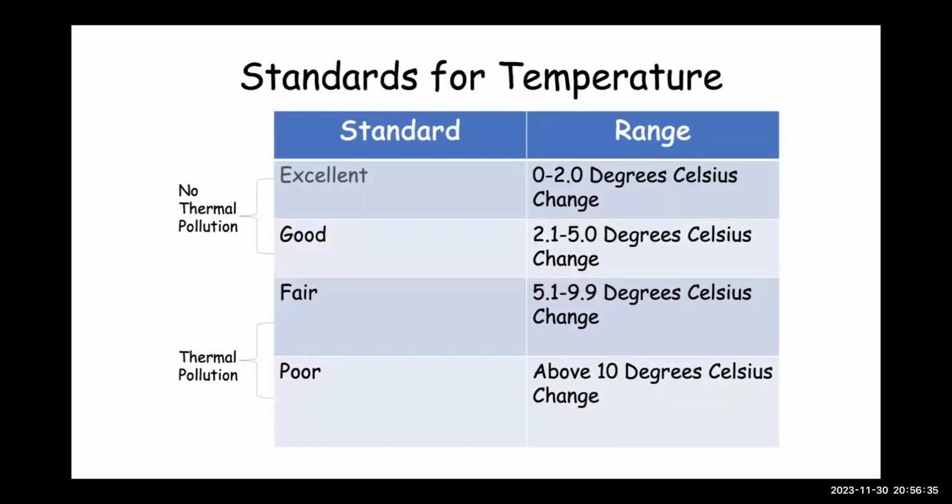So these are the water quality standards. If we have excellent and good, that means there's no thermal pollution. These are small temperature differences that would be normal, right? One part is a little shallower than the other. One part is more heated than the other. Anything in excellent or good implies that there's no thermal pollution. But as those temperature differences get higher, 5.1 to 9.9 or above a 10-degree temperature change, then there is thermal pollution and we have to investigate what's going on.